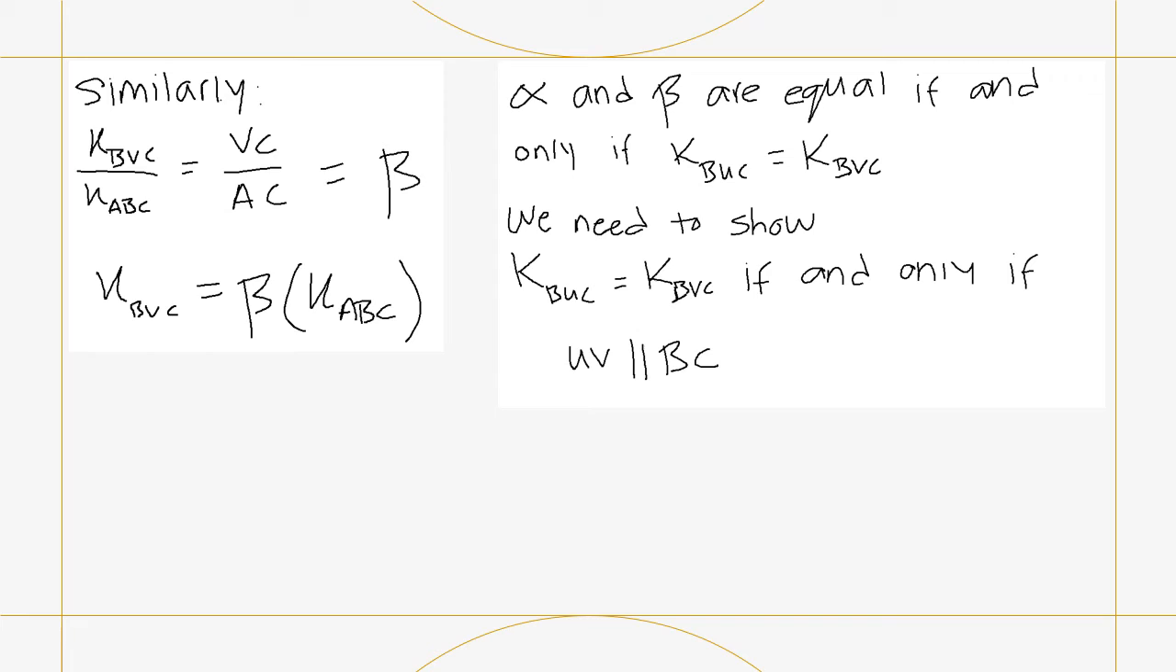If we repeat the process shown on the previous slide with triangle BVC instead, we get a similar expression for the area of BVC, which is beta times the area of the larger triangle ABC. Now that we have these expressions, we know that alpha and beta are equal if and only if the area of triangle BUC equals the area of triangle BVC. Now, in order to prove the original theorem, we need to show that the area of those two triangles are equal if and only if UV is parallel to BC.